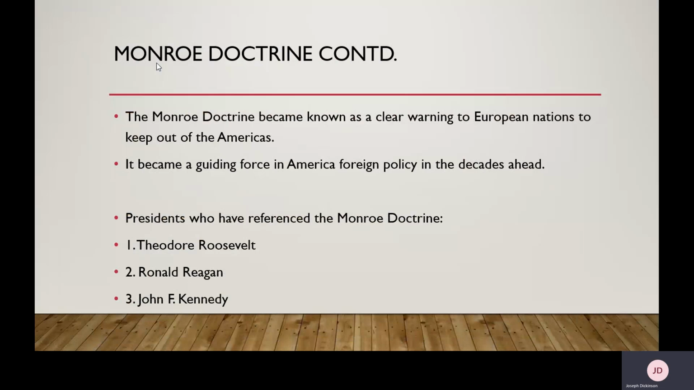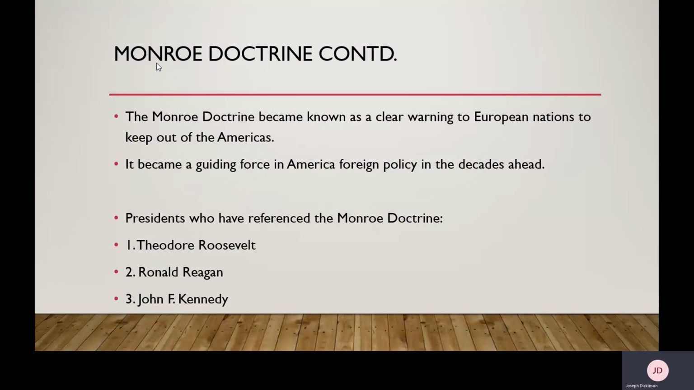All right, so the Monroe Doctrine continued. The Monroe Doctrine became known as a clear warning to European nations to keep out of America. Basically, President Monroe is saying, hey, stay out of America. This is the line that we've drawn in the sand. Do not bother any of the existing colonies that were here. They are now American states. It became a guiding force in American foreign policy in the decades ahead.